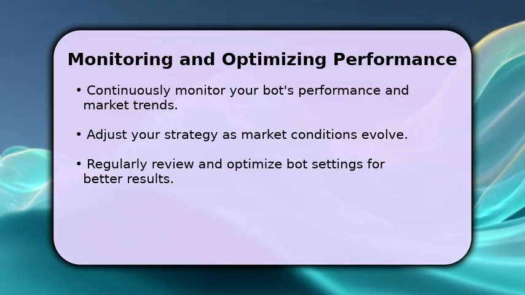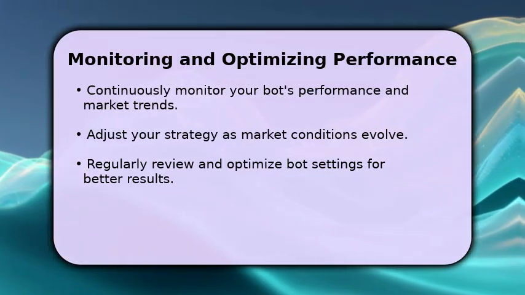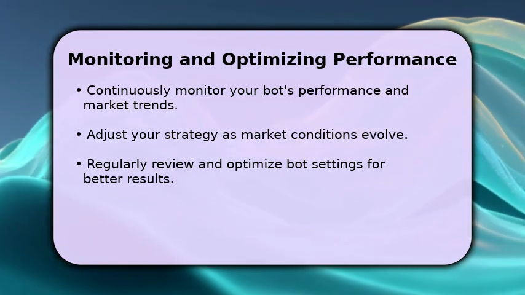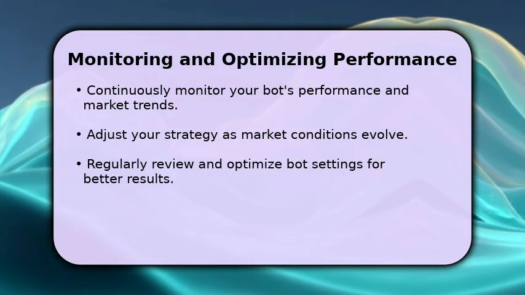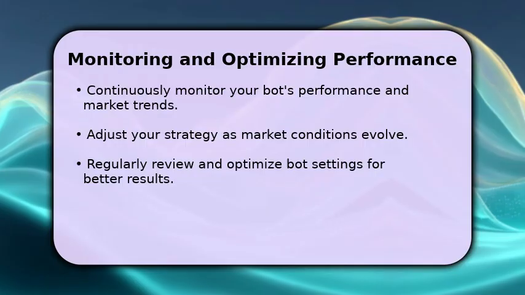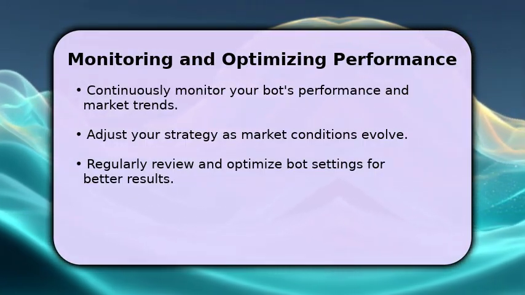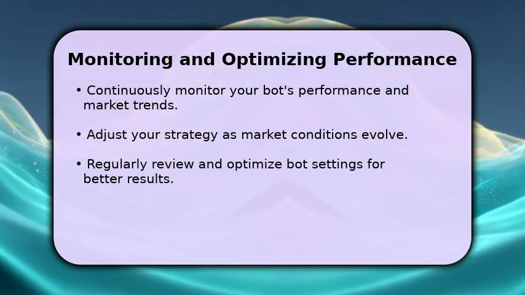Finally, consistent monitoring and optimization are vital for long-term success. Keep a close eye on your bot's performance and the overall market trends. Cryptocurrency markets are dynamic, so be prepared to adjust your strategy as conditions change. Regularly reviewing and fine-tuning your bot settings can significantly improve its effectiveness and help achieve your trading goals.